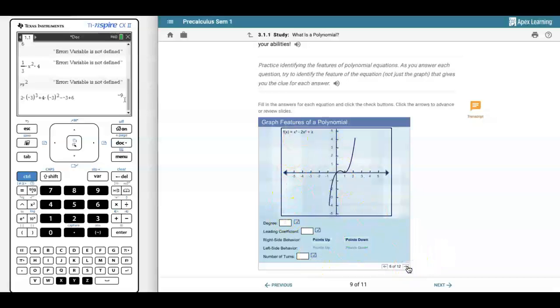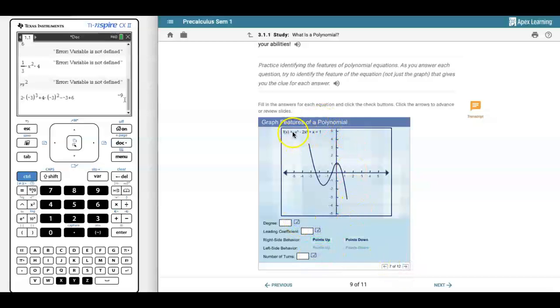Hopefully we're picking up some patterns here. Now, this is x cubed, so this is a 3rd degree. My leading coefficient is a +1, so the right side of my graph is pointing upwards. The left side of my graph is pointing downwards. And I have 1, 2 turns. So 3, 1, 2, awesome.